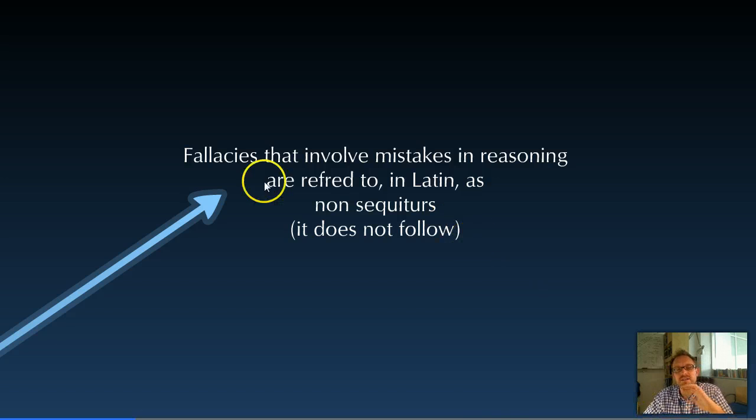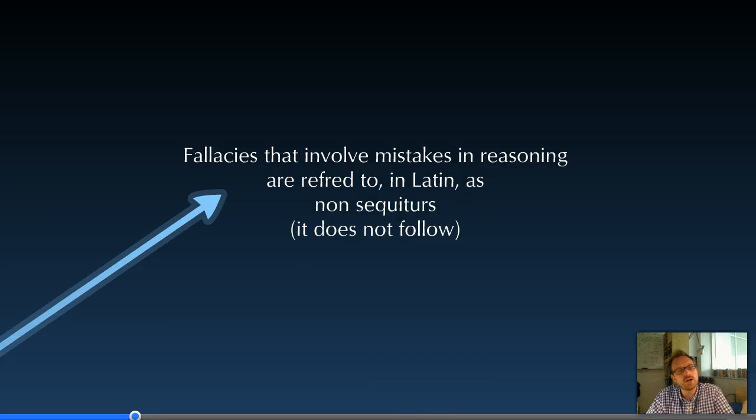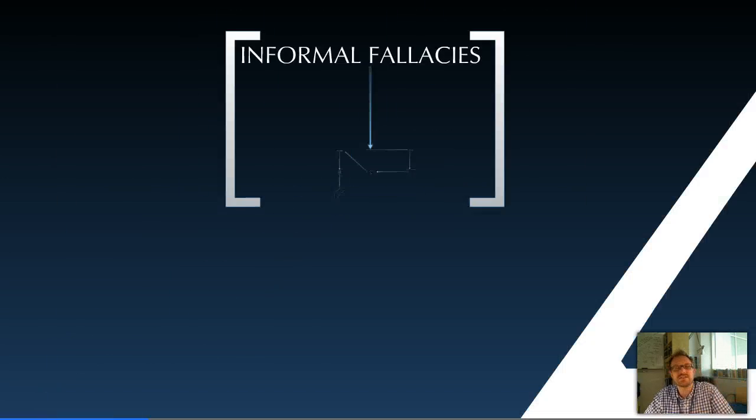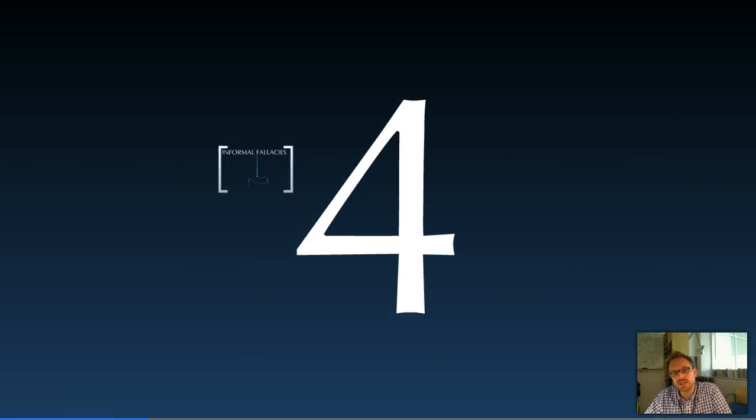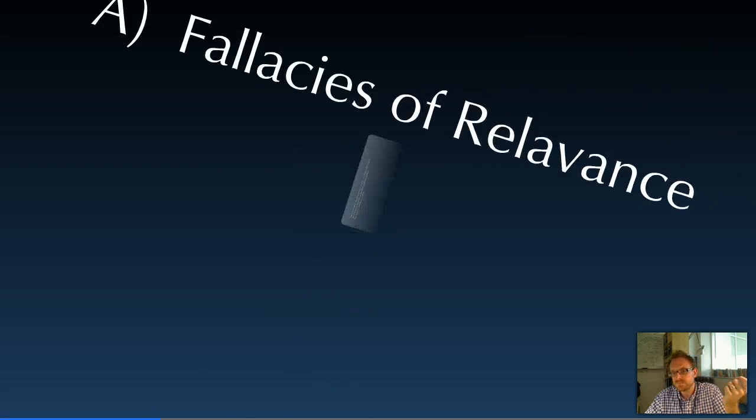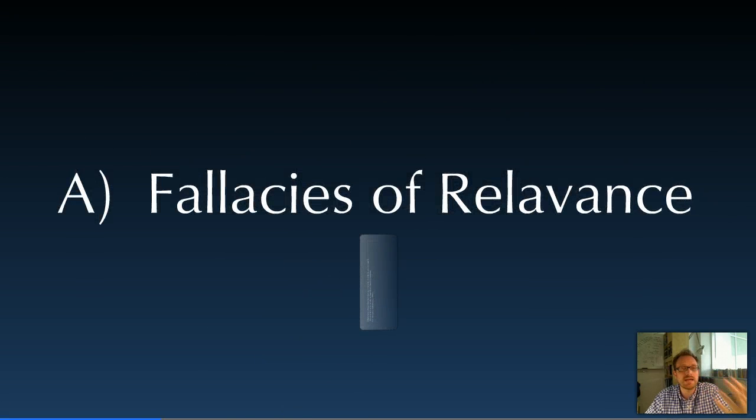Of course, fallacies that involve mistakes in reasoning are referred to in Latin as non sequiturs, and all that means is it does not follow. Now, before we get going, in this video I'm just going to look at 3.1 and 3.2, but there are 4 different types of fallacies possible. In general, at least we're categorizing them as such, and we're going to be looking at these fallacies today.